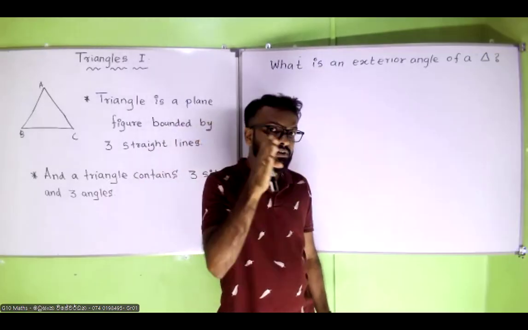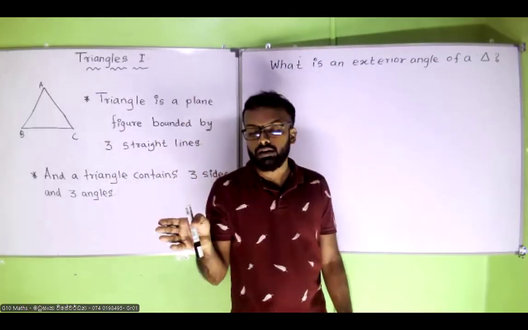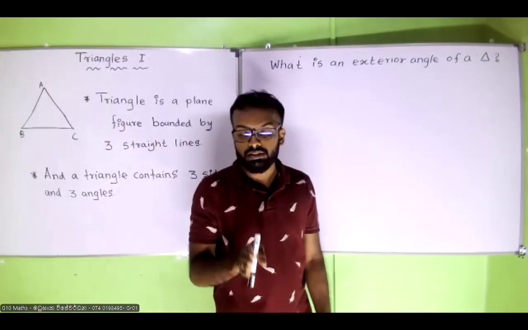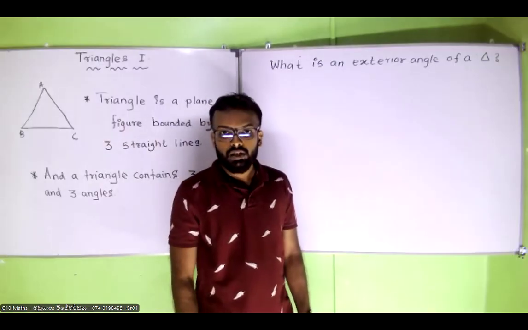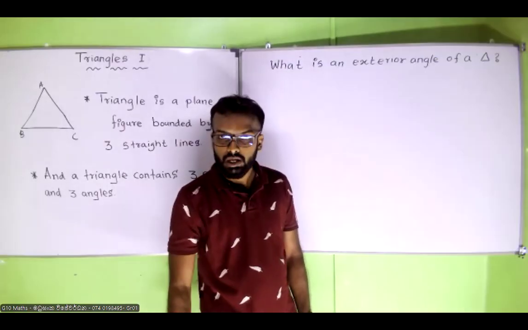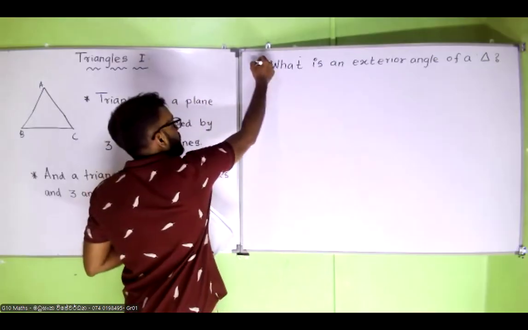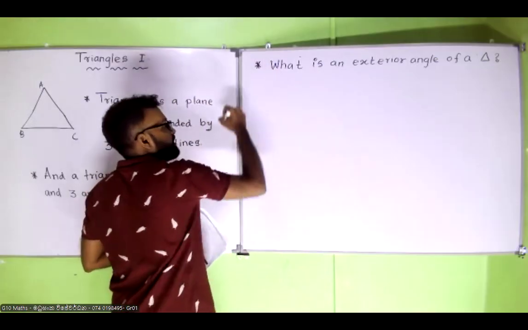That theorem has been formed based on what? We are going to explain that and prove it step by step. That is one of the important things you need to know. Right. So first of all, let's identify what an exterior angle is.